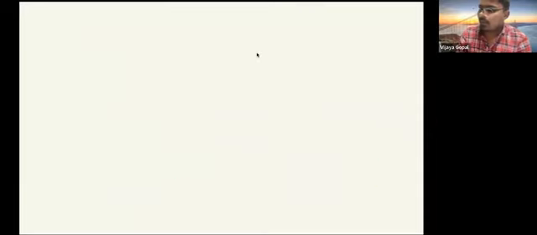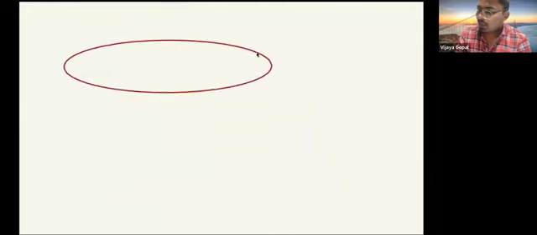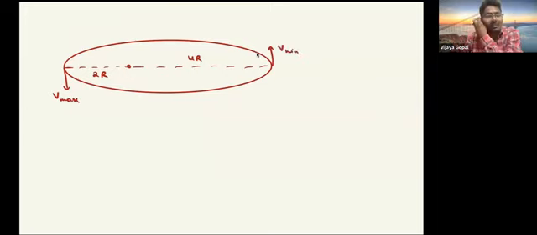So let us take the elliptical orbit. Let us take this as 2r and this as 4r. If it is closest, the speed will be maximum, so here I am taking v max, and here the speed will be v min. How many unknowns do we have? Two unknowns, so we need two equations to find them.